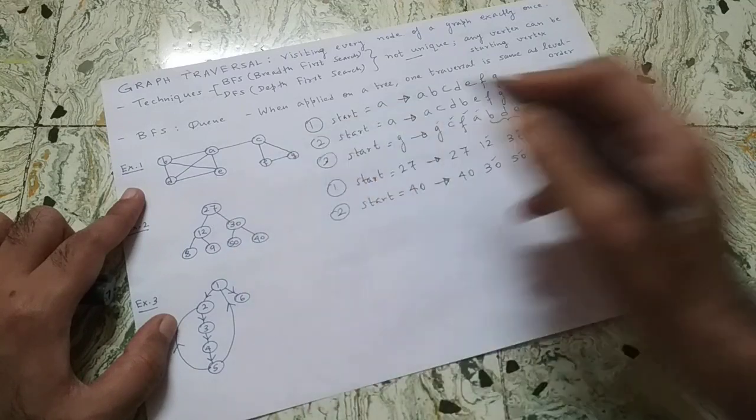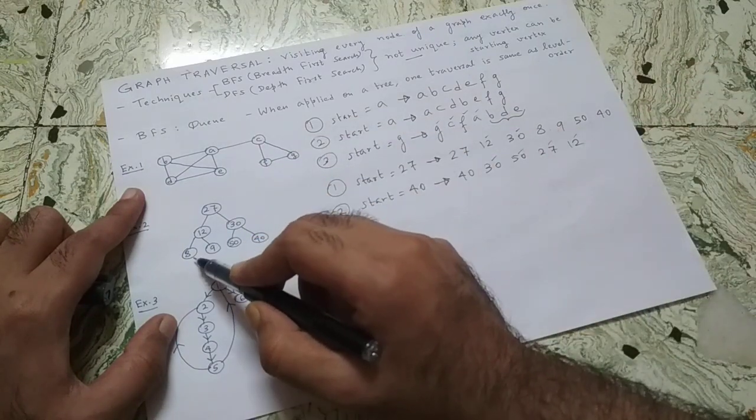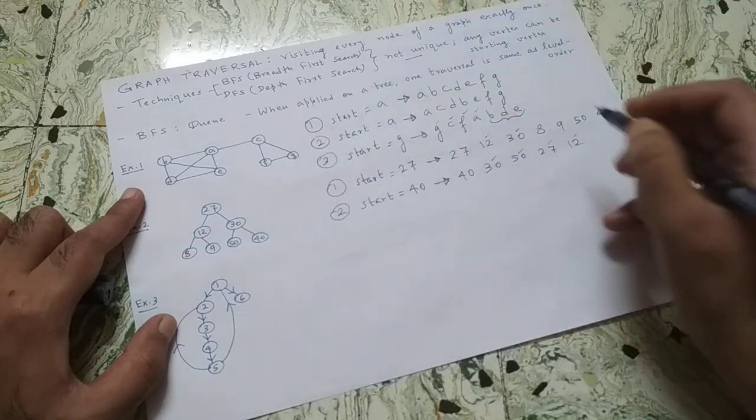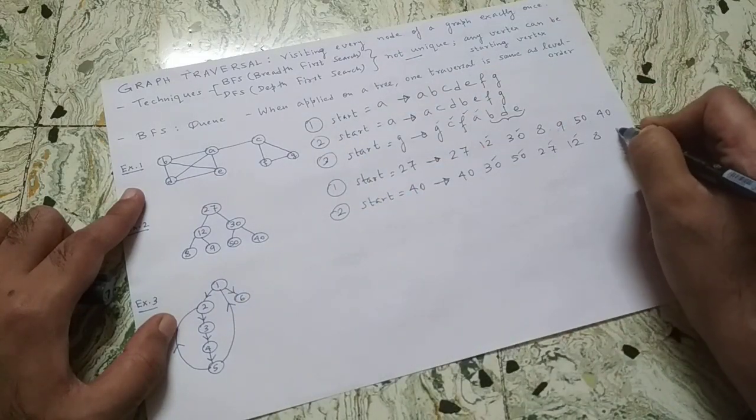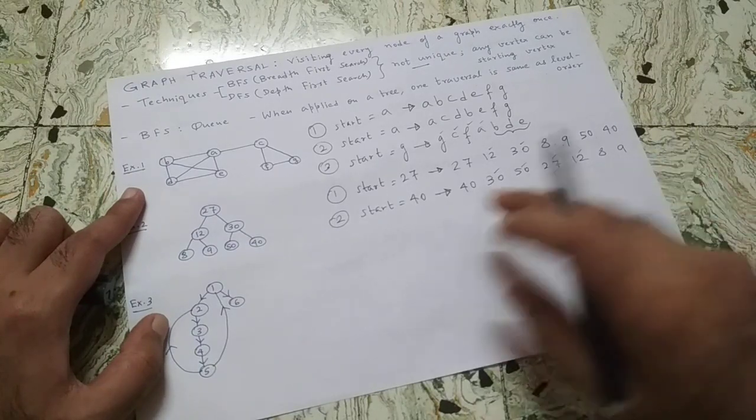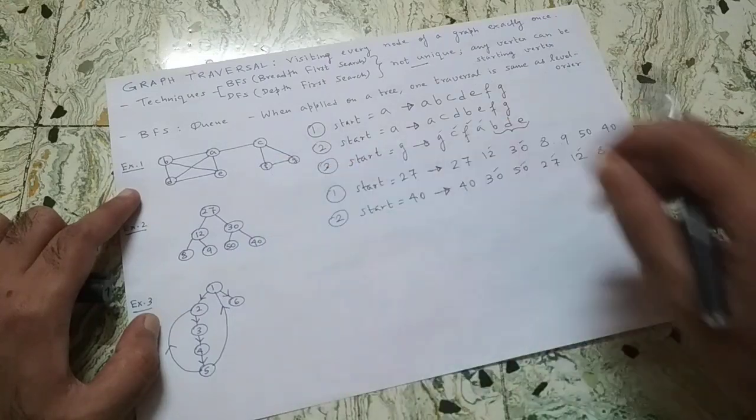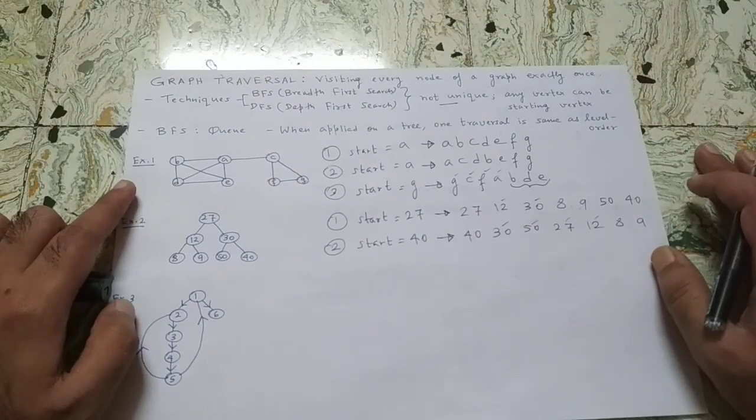Now after visiting 12, we find that the adjacent vertices of 12 are 8 and 9. So we can visit them. So let us visit 8 followed by 9. So this is one more BFS traversal that you get with the starting node as 40. Now these two examples that we saw here, these were for undirected graphs.